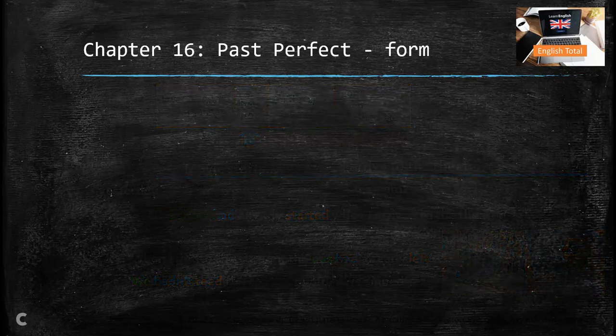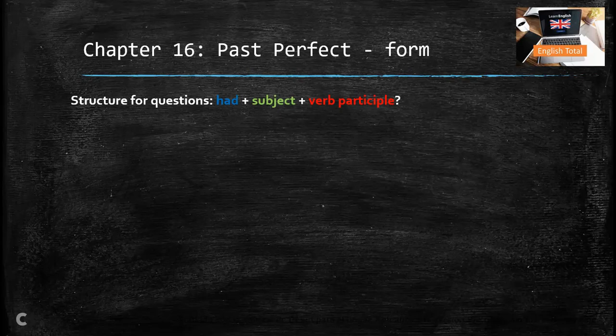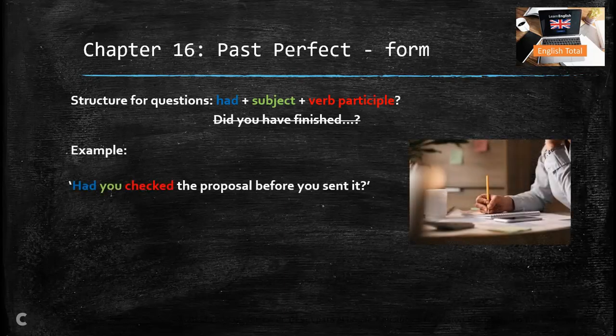All right, let's move on to question formation. To form questions in the past perfect, first use the verb form had, followed by the subject and then the main verb in participle form. This question is not correct. But this one is. Had you checked the proposal before you sent it? Yes, 2 times. Not so difficult, wouldn't you say?